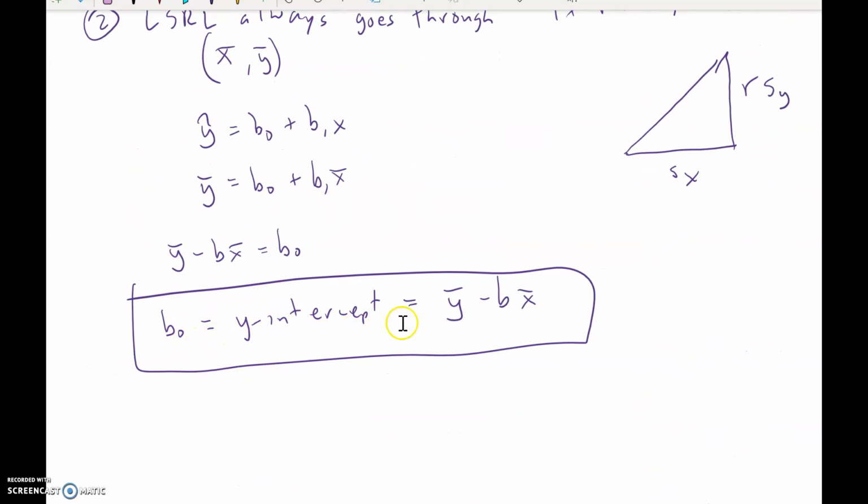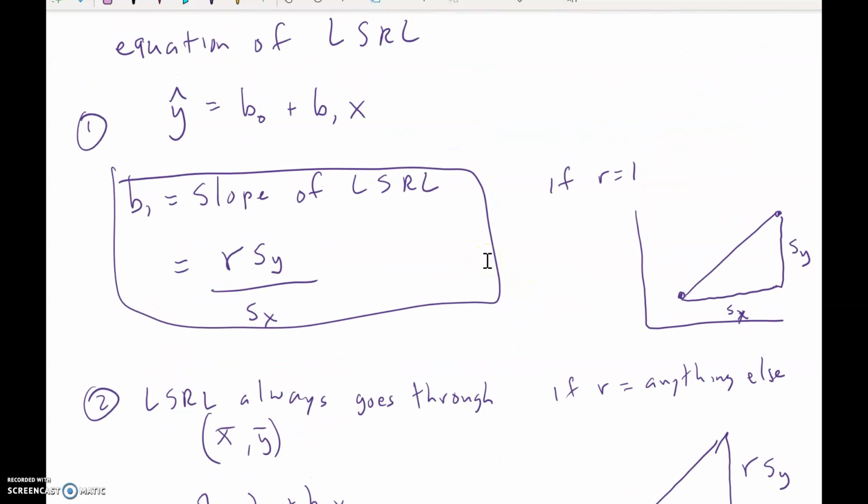The y-intercept is the mean of the y, whatever that is, minus B1, the slope that you just computed, times the mean of the x. And then you put those two together to get your final answer, which is this right there. The intercept plus the slope times x.